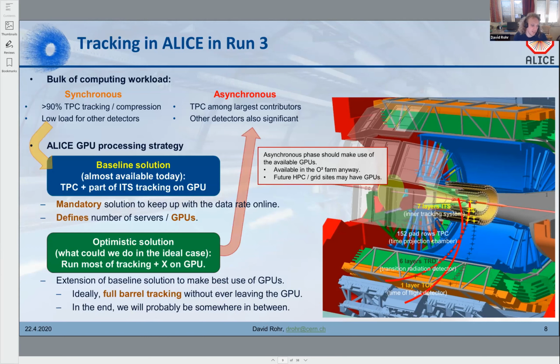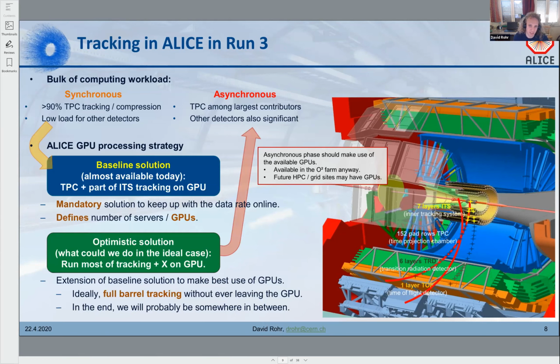So now I told you we want to use GPUs, and the GPUs are mostly for the synchronous processing, which happens during data taking. And this is mostly dominated by the TPC. I'll come to that in a second. This is mostly TPC tracking, and we have to basically keep it up there. So TPC tracking defines the size of the farm. So we dimension the farm and the GPUs for this TPC tracking.